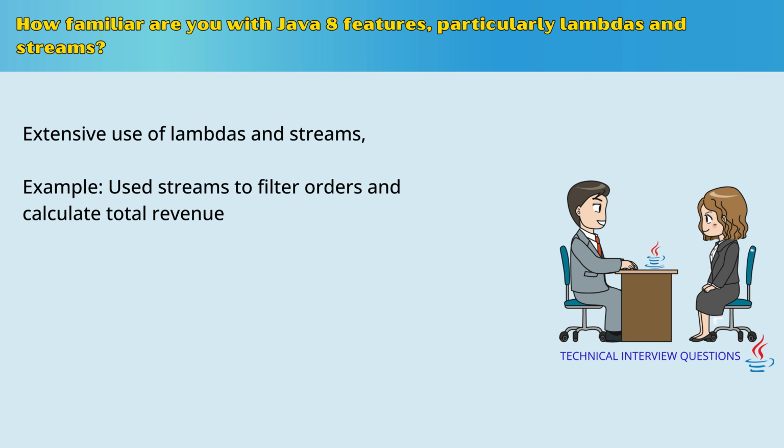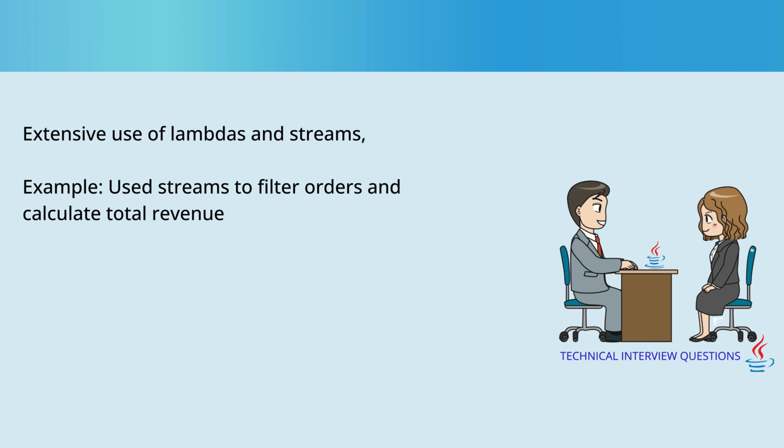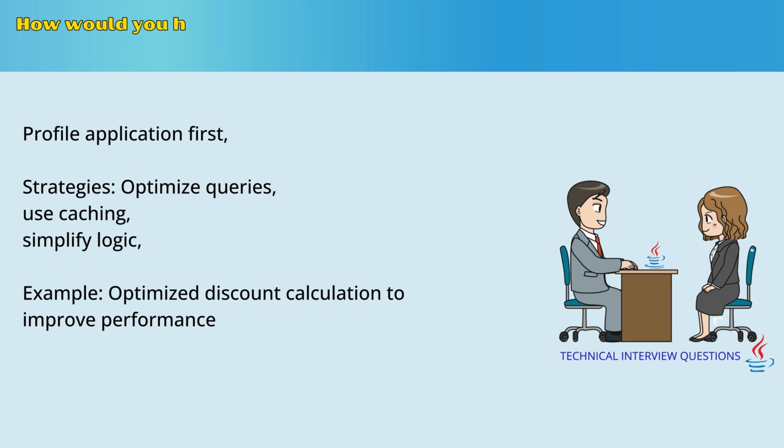For example, in one project, I had to process a list of orders to filter out the completed ones and calculate the total revenue. Using streams and lambdas, I was able to achieve this in a clean and concise way. Double totalRevenue = orders.stream().filter(order -> order.getStatus().equals("completed")).mapToDouble(order -> order.getTotalAmount()). This code is much more readable and easier to maintain compared to traditional loops and conditionals. That's a very practical use of streams and lambdas. How would you handle a situation where you need to optimize performance in a Java application?